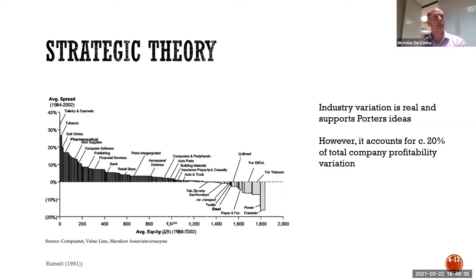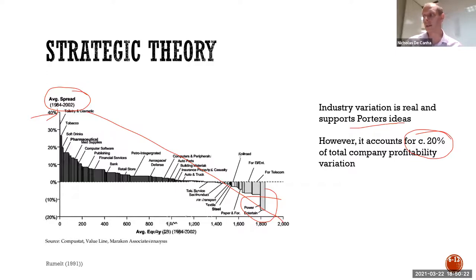So this is a fascinating kind of spread, and really Rumelt is kind of the father of this analysis. But what you can see here is the returns, up to toiletry and cosmetics earning something like 40%. And then right at the bottom, you've got entertainment, telecoms, that sort of stuff, earning negative returns. And this is the idea that industry drives returns. This is kind of a graph. So it's very real and it does support Porter's ideas. But I just want to draw your attention to this idea that it probably accounts for somewhere around 20% of variability. So industries are important. If you're in a good industry, it is easier to make good money. And if you're in a bad industry, it is more difficult.